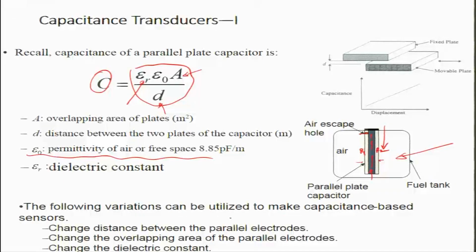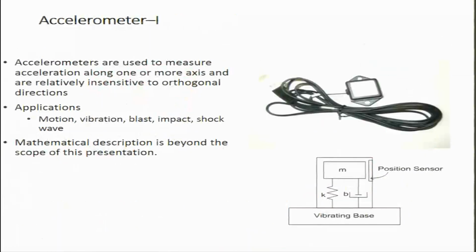So the following variations can be utilized to make capacitance-based sensors. You could change the distance between parallel electrodes, change the overlapping area of parallel electrodes, or change the dielectric constant, and that could give you a change in the capacitance response.